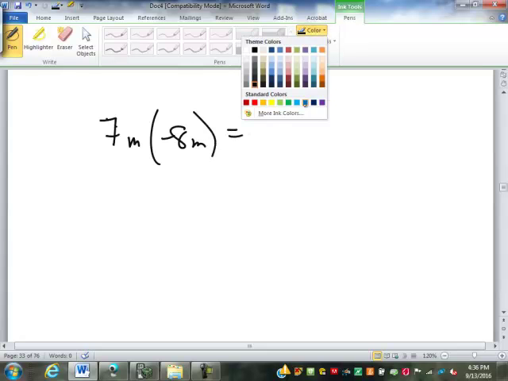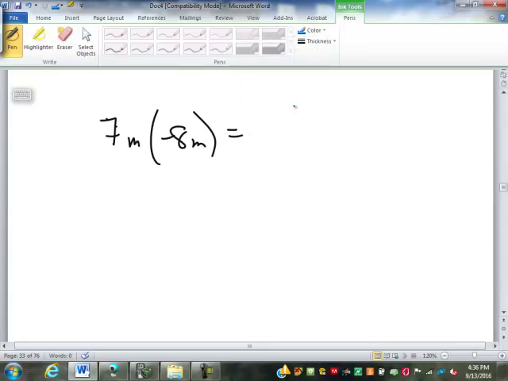What would you get for that? I'm not even going to pause for this one. Negative 56. 7 times negative 8 is a negative 56. Is it just m? M squared. Good. When we multiply, you also combine the names. You multiply m times m makes m squared.